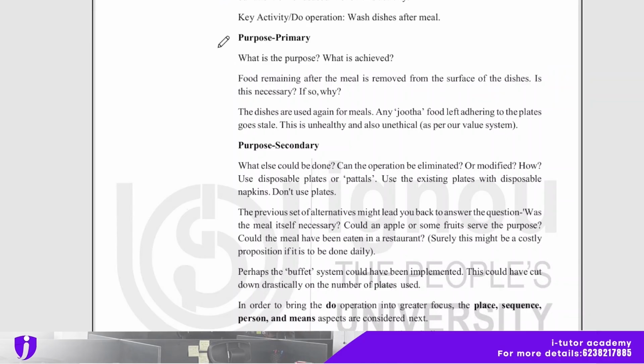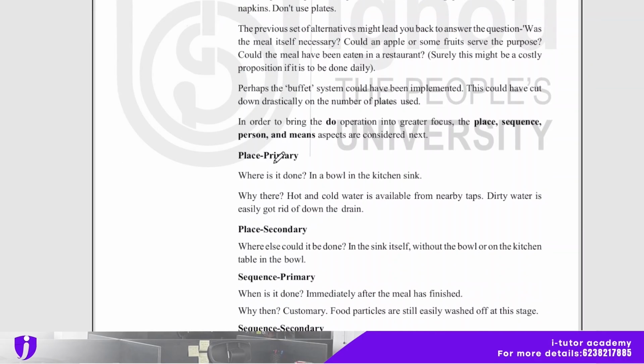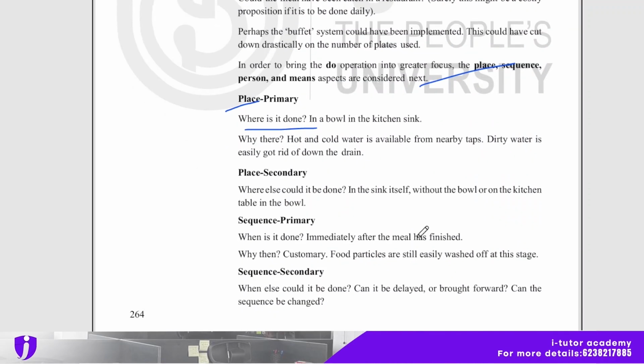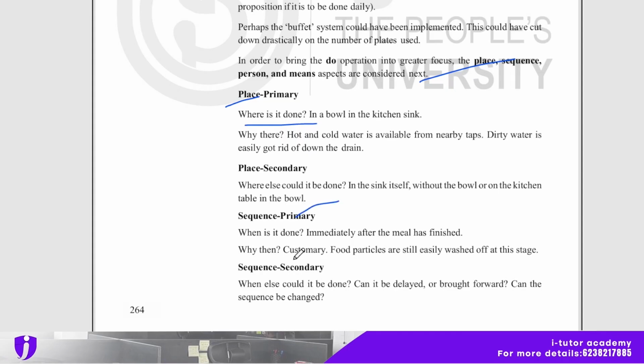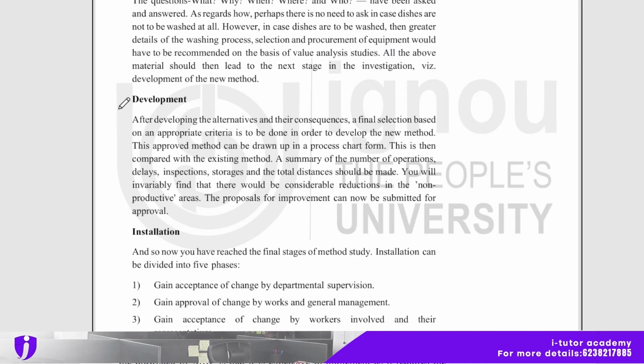Okay, so purpose primary: what is the purpose and what is achieved? And purpose secondary: what else could be done? In order to bring the do operation into greater focus, the place, sequence, person and means aspects are considered next. Place primary: where is it done? And place secondary. Sequence primary and sequence secondary, and person primary and person secondary.